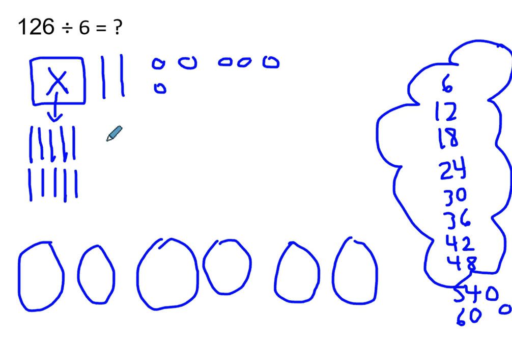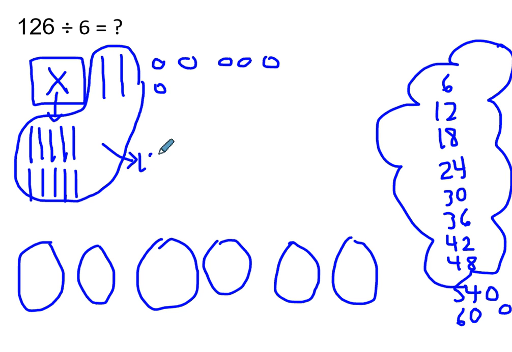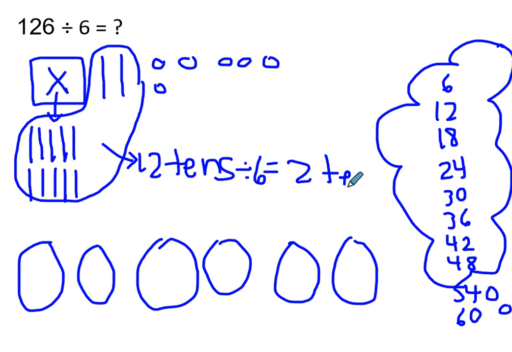Now, how many tens do I have? I have 10 here plus 2 here. So if you look at all of these, that gives me 12 tens. If I have 12 tens, can I divide that in 6 equal groups? 12 divided by 6 is 2, but I'm counting my tens, so I should have 2 tens in each group. So I'm going to put my 2 tens in each group.